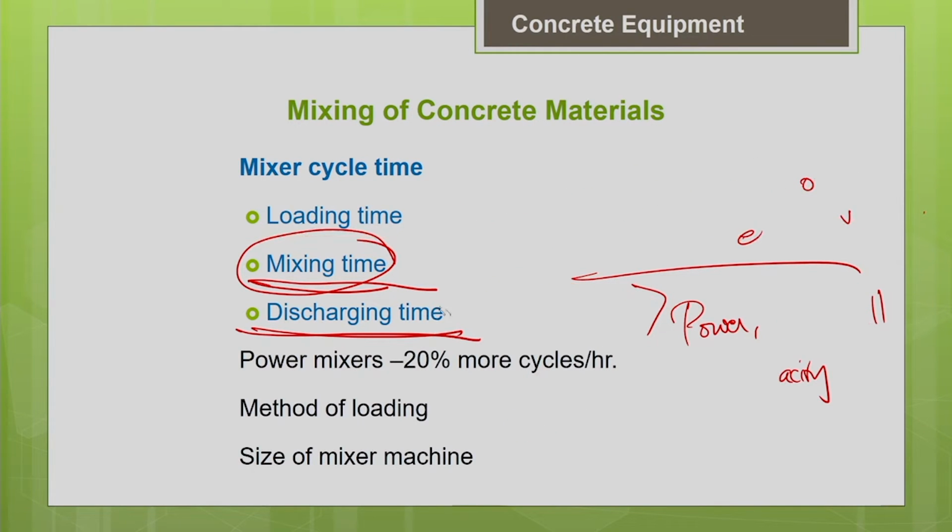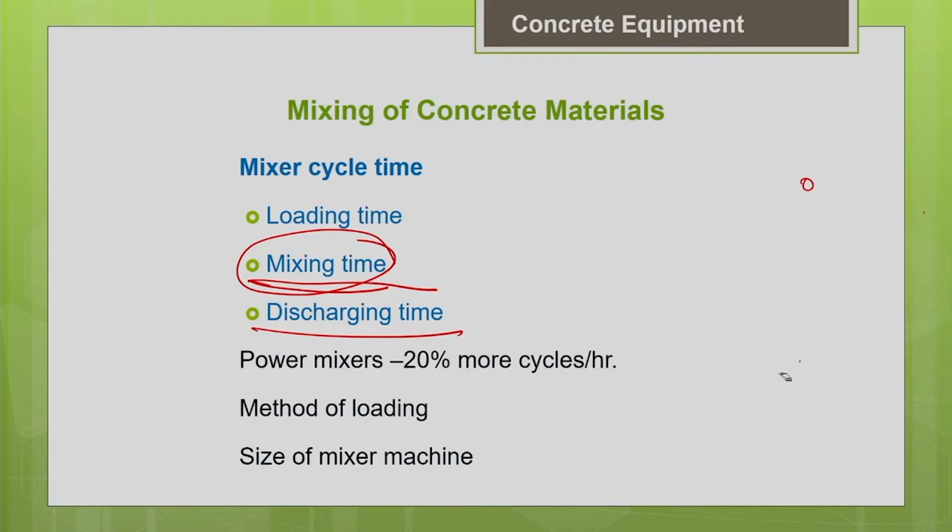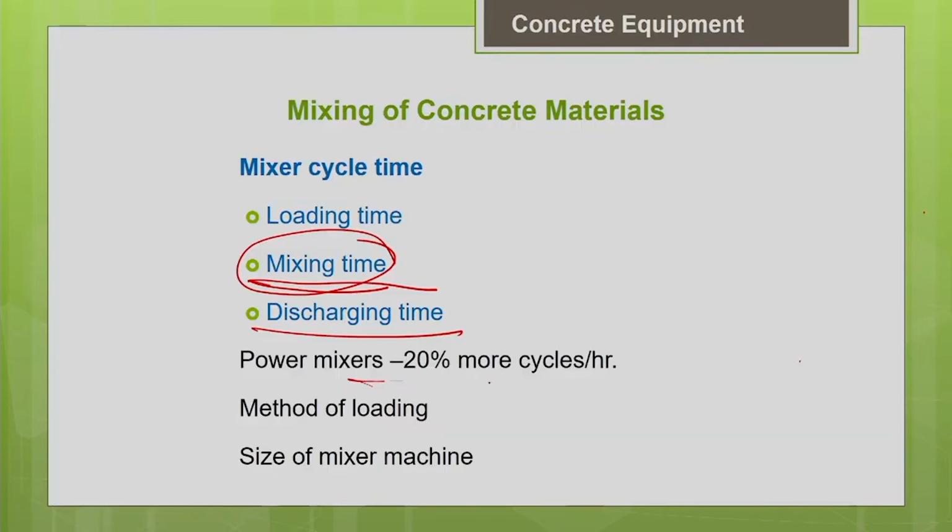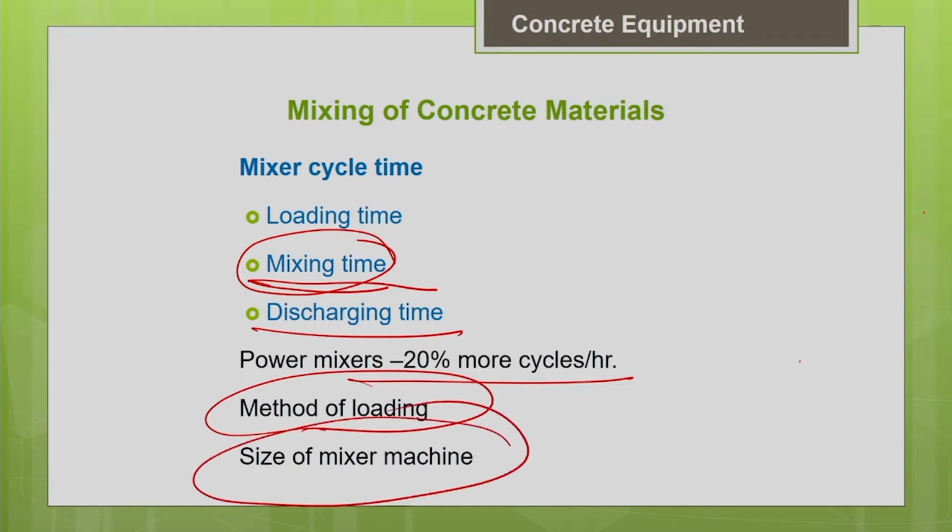So, you have to make the calculations according to your actual equipment. For the power mixers, you can see that the productivity, as I told you, is more when compared to free fall mixers, 20% more cycles per hour when compared to similar size free fall mixers. So, as I told you, the mixer cycle time will depend upon your method of loading and the type and size of your mixer machine.